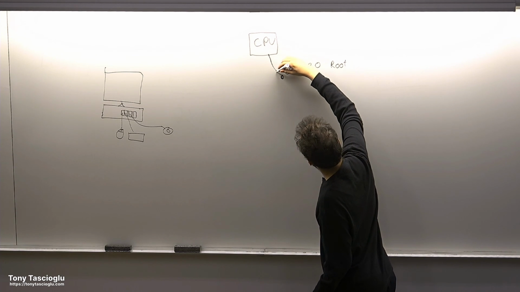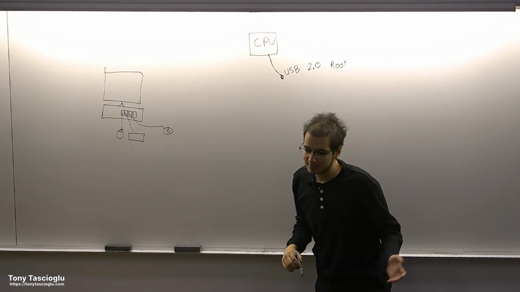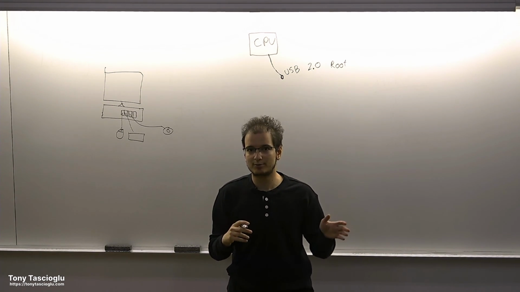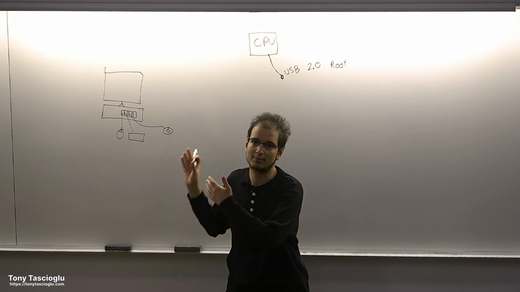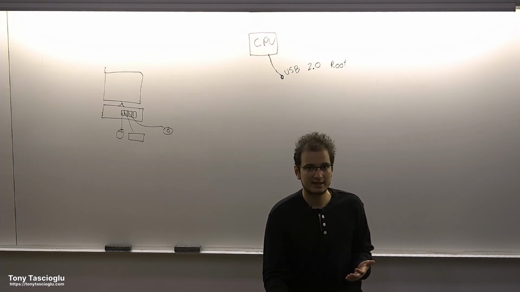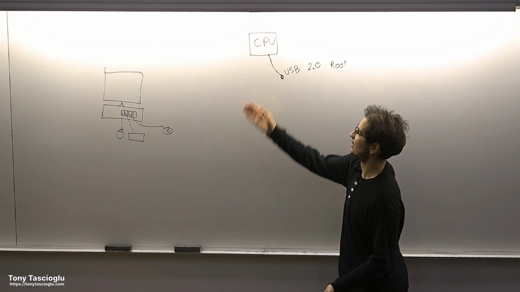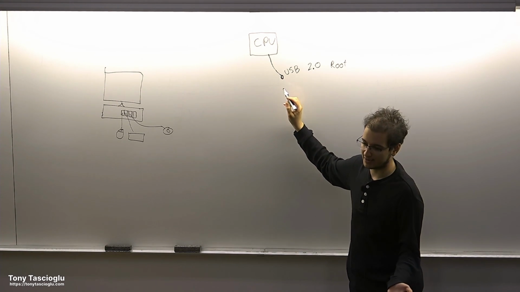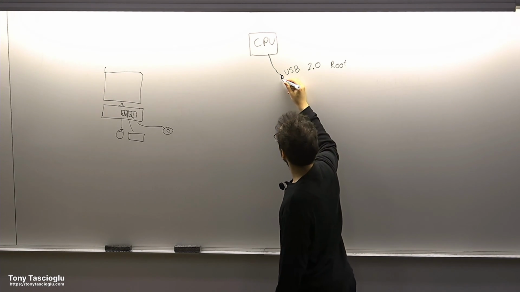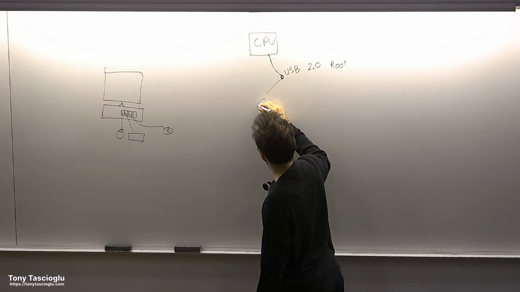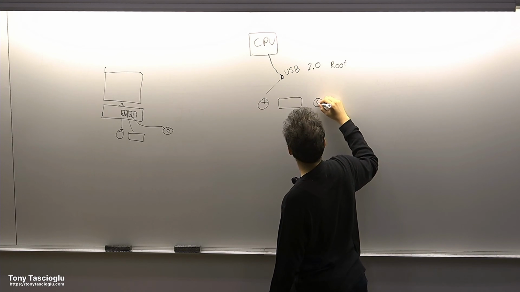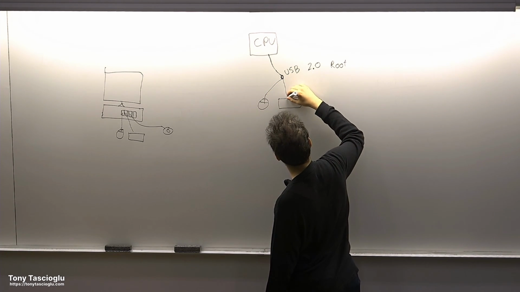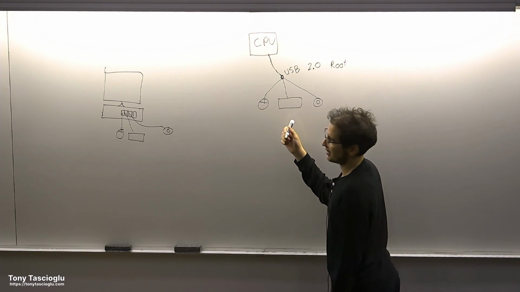Realistically, if you don't have add-in USB cards, what's probably happening is the CPU is connected to your Southbridge chipset, and your Southbridge chipset is what provides the USB root. But for the sake of simplicity, I'm not going to include the Southbridge chipset. Let's just assume that the CPU is what creates the USB root device, because that's essentially what's going to happen here. And then from this one root, we actually will have three devices. The mouse, keyboard, camera are all actually connected to this one USB 2.0 root device.